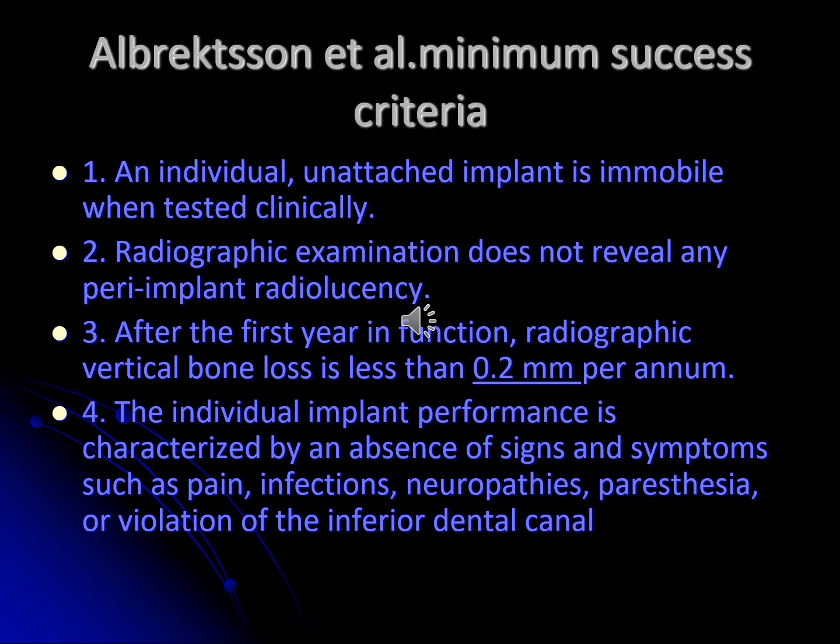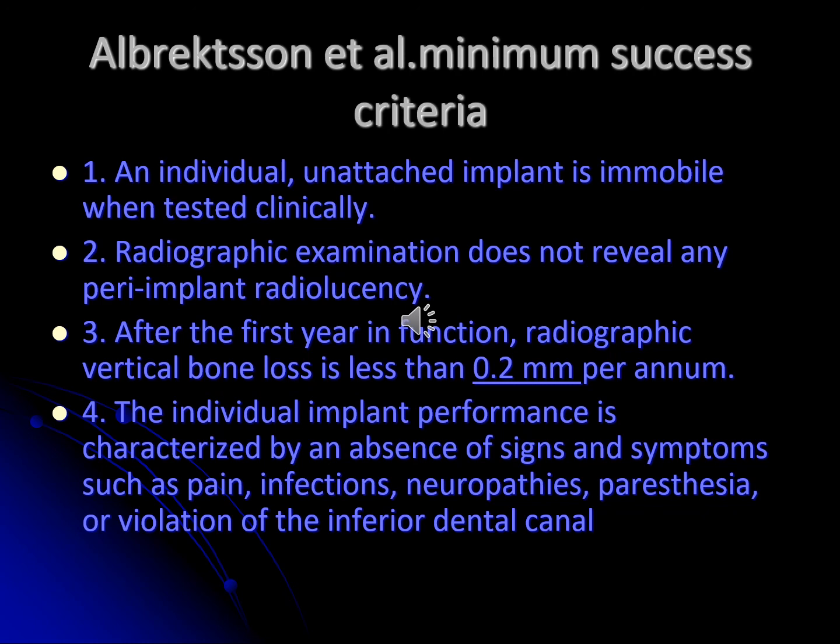Dr. Albrektsson put 4 or 5 criteria to define the successful implant. First criterion is that an individual unattached implant is immobile when tested clinically. That means the successful implant should not show any mobility when tested clinically. Any mobility means that this implant is a failed implant. 2. Radiographic examination doesn't reveal any peri-implant radiolucency.